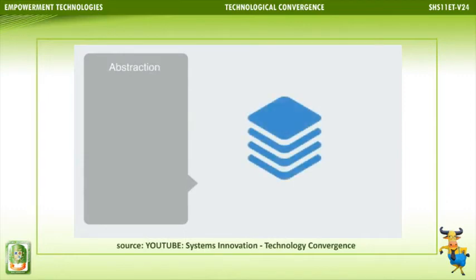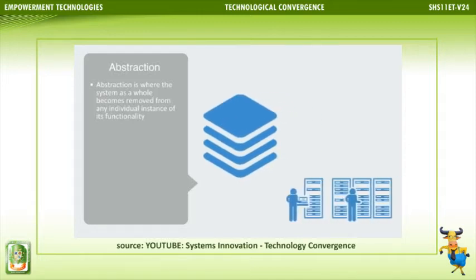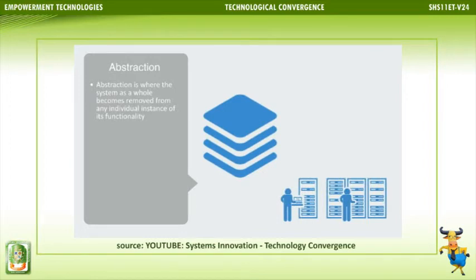Convergence requires the use of significant abstraction. Abstraction is where the system as a whole becomes increasingly removed from any individual instance of its functionality. An example of this might be a computer's operating system. Early mainframe computers had no operating system. One simply wrote an application and put it into the computer to be run. And then the next person came along with their application and put that in. Of course, each of these application developers had to write lots of low-level code for maintaining the computer's hardware resources.